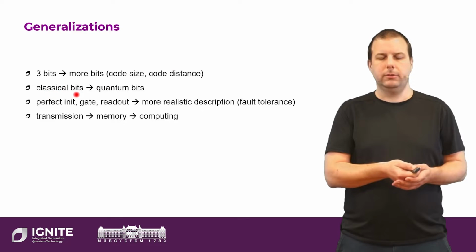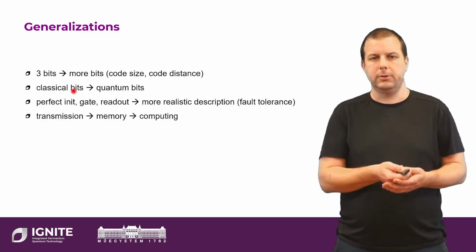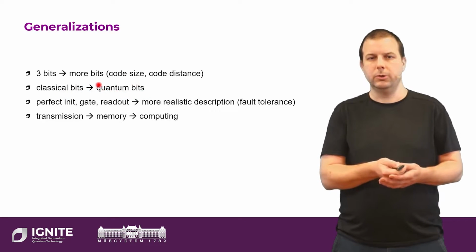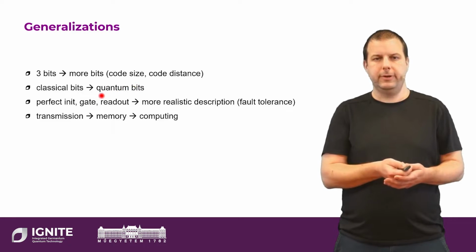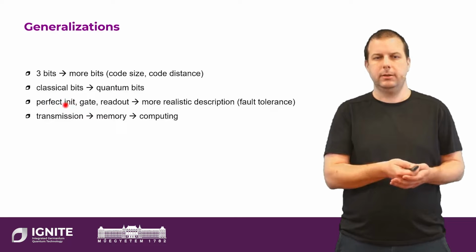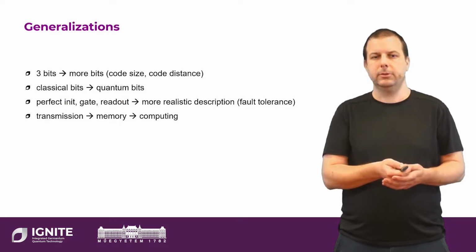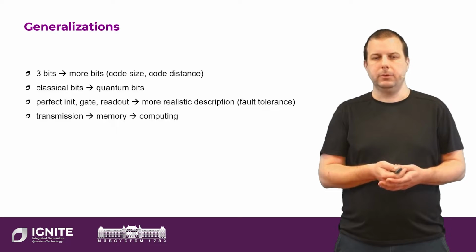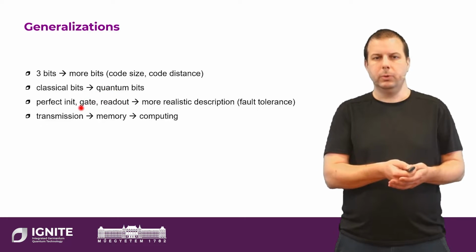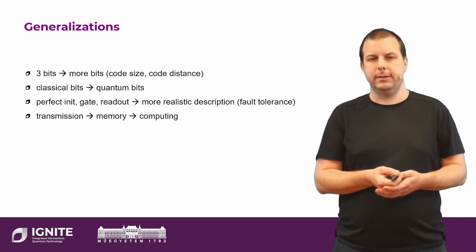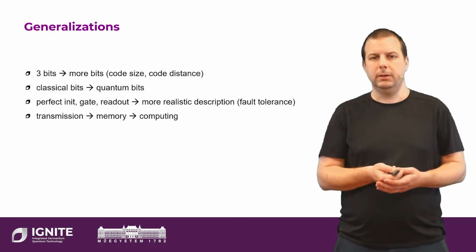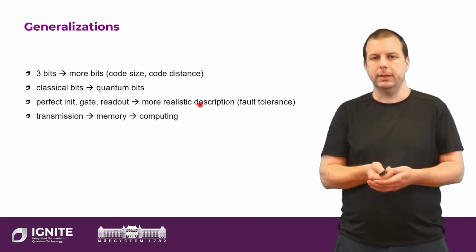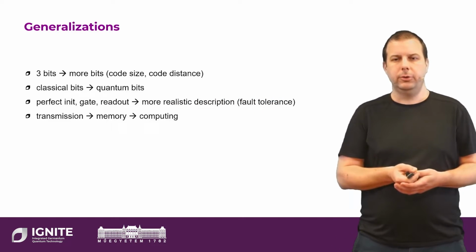Another important feature so far was that we were considering classical bits. Of course, this course is about quantum computing, so it's an interesting and important generalization to go to quantum bits, and that's going to happen in part 2 of this lecture. Also, I was assuming so far perfect initialization at the sender side, also perfect readout on the receiver side. In a quantum computing setting, often we also assume perfect gates. But of course, this is an idealized model, and to be able to connect to reality, we typically need more realistic descriptions. And this will lead to a notion of fault tolerance and fault-tolerant quantum computing.